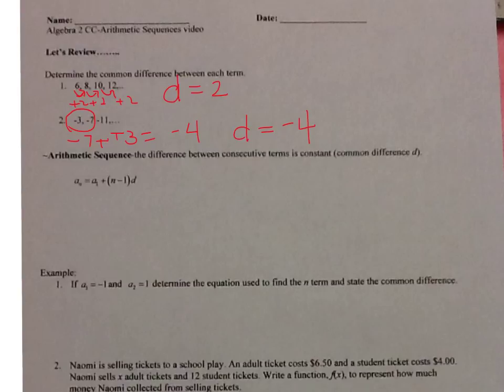Okay, so let's talk about what an arithmetic sequence is. In an arithmetic sequence, the difference between consecutive terms is constant. That is the common difference D. There is a formula to come up with each one of these terms, and this is the formula here. a sub n equals a sub 1 plus n minus 1 times the common difference. a sub 1, remember, is the first term. n would be the nth term. And D is the common difference.